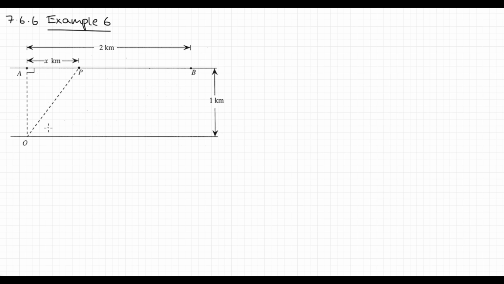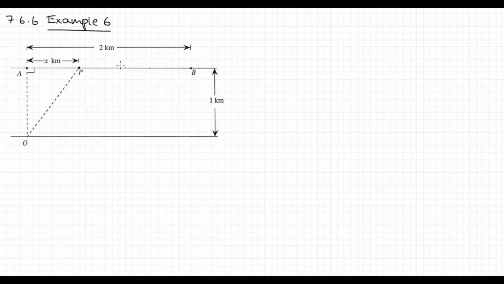Okay. Show that the time that Adrienna takes to reach B is given by T equals root X squared plus 1 on 6 plus 2 minus X on 10. So diagrammatically speaking, we know that the distance from O to P represents how far she has to row, and the distance from P to B represents the distance that she has to jog.